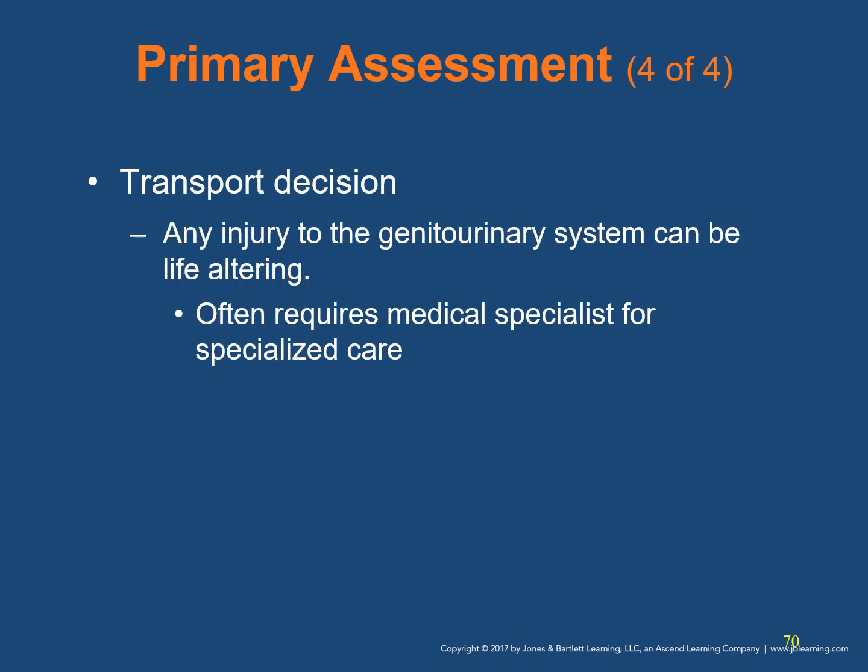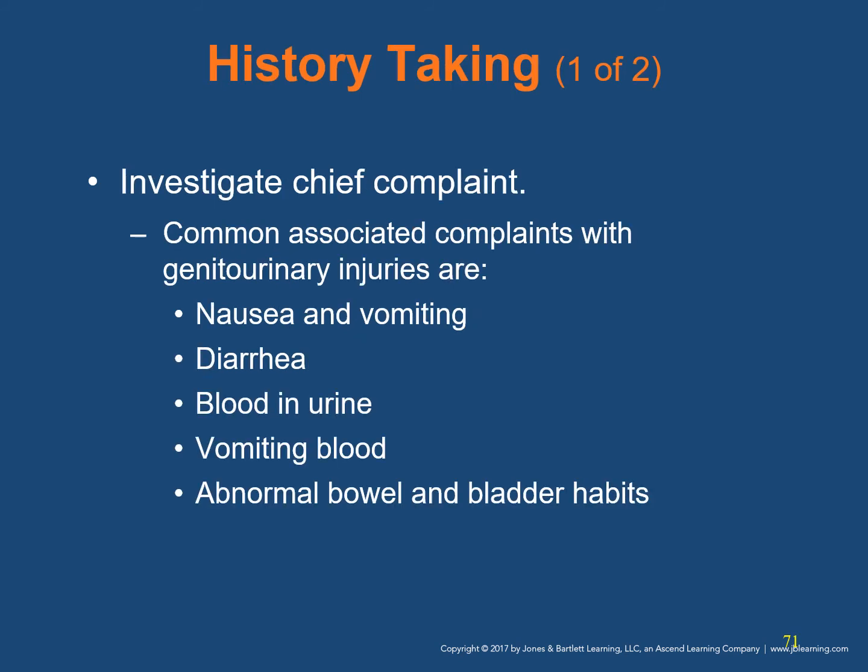Transport decision. Any injury to the genitourinary system can be life-altering, often requires medical specialists for specialized care. History taking. Investigate chief complaint. Common associated complaints with genitourinary injuries are nausea and vomiting, diarrhea, blood in urine, vomiting blood, abnormal bowel or bladder habits.